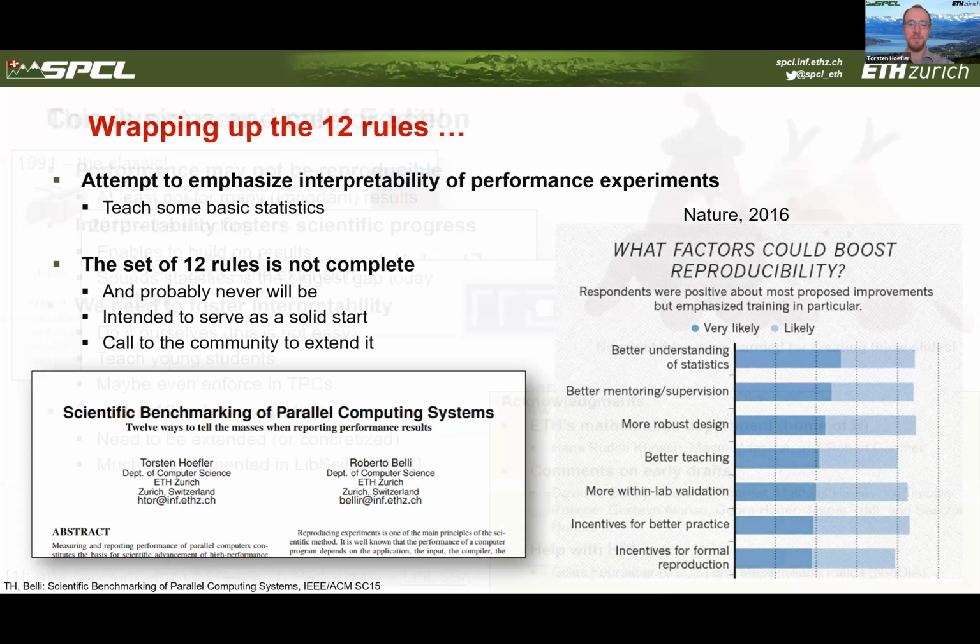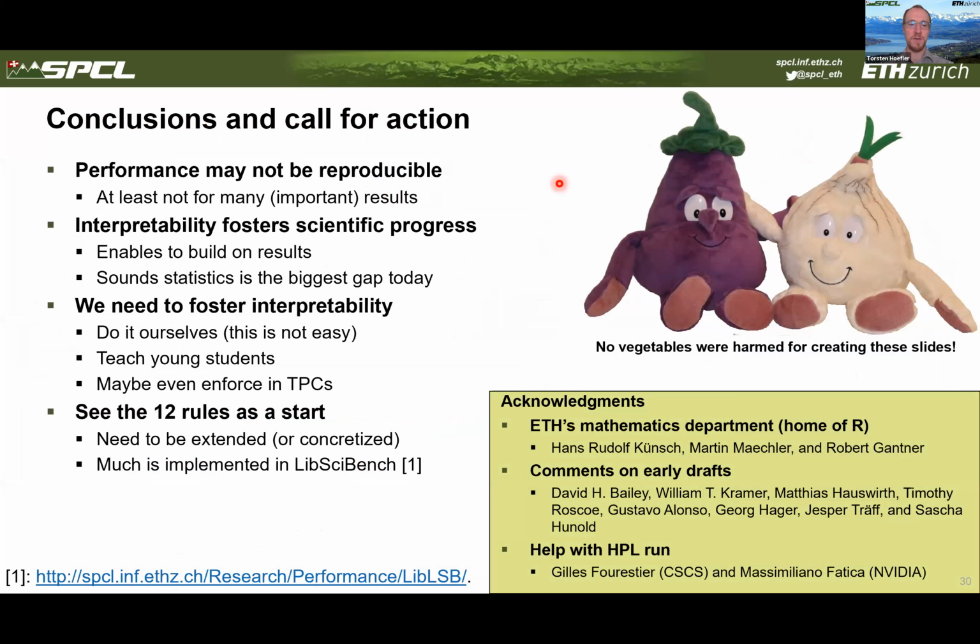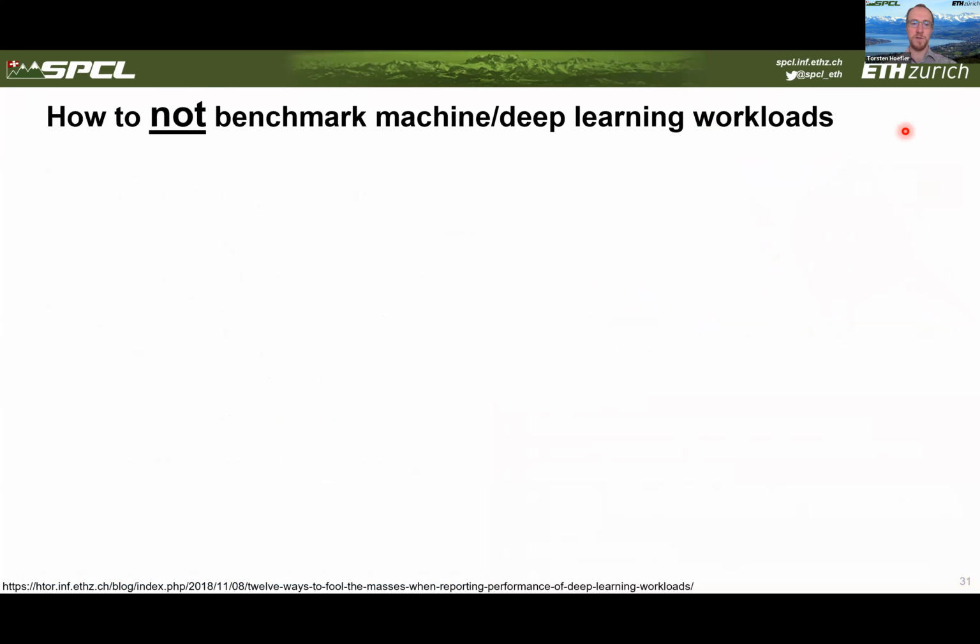So with that, I would end with a call for action. Performance may not be reproducible, but at least we should focus on interpretability. This enables us to build on these results, and we need to foster this interpretability. Maybe even enforce this in technical program committees. I would see these 12 rules as a start. They need to be extended or made more concrete. We started this by implementing many of them in libscibench, which is a library for scientific benchmarking that you can use for reproducibility purposes. I want to close with one last word before we go to the questions.